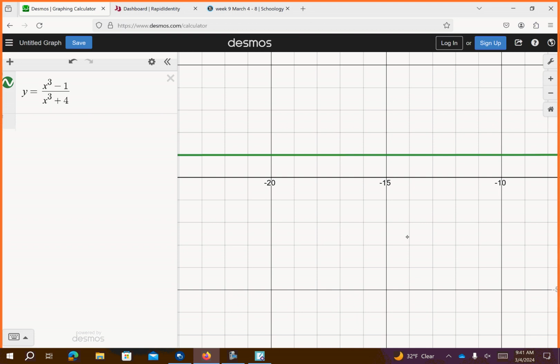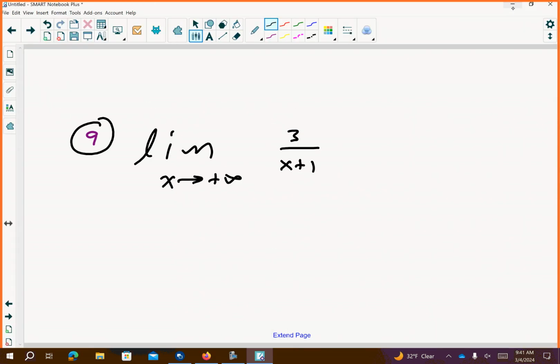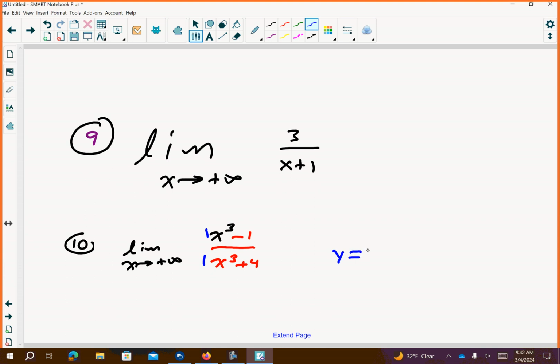Now, a big way to convey what's going on with this, if I looked at number 10, we can go back to our Algebra 2. If the polynomial on top and the polynomial on bottom have degrees that are equal, you take the lead coefficient, so y equals 1 becomes the end behavior asymptote. The end behavior asymptote becomes the limit as I approach infinity, or negative infinity.